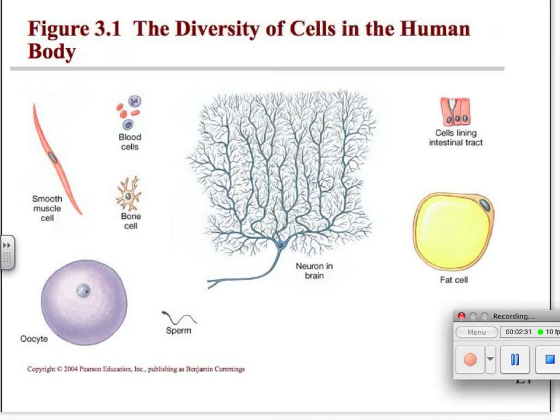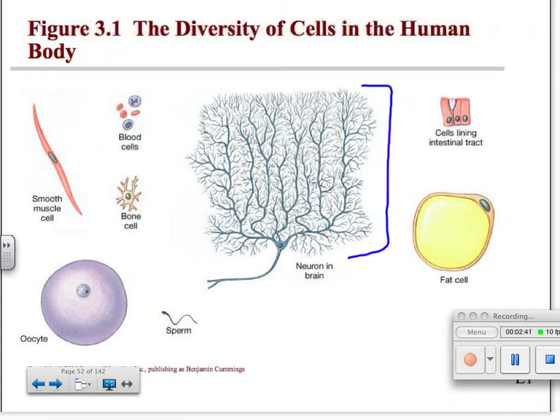You've got blood cells, an oocyte, that's a woman's egg. You've got the sperm. Check out how small the sperm is. You've got a neuron in the brain. This is one of the most amazing cells, in my opinion. Hundreds, sometimes thousands of connections for each cell.